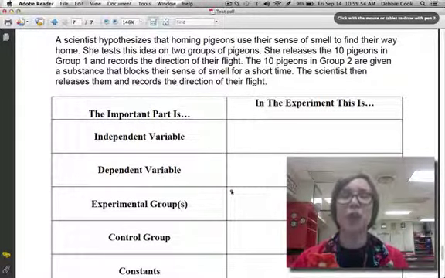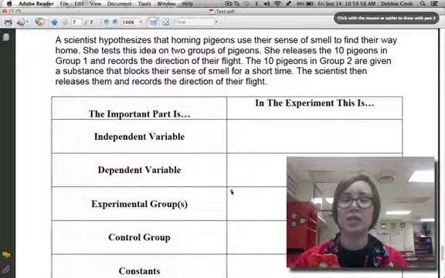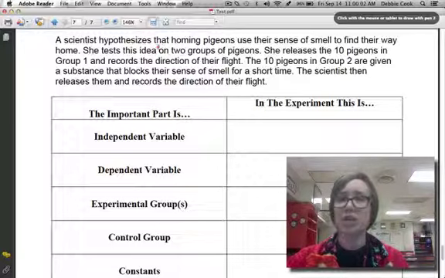Today we're going to show you how to analyze the different parts of an experiment by using the same tools that we used in class. So let's go ahead and get started. Whenever we read, we always want to read for understanding. So we're underlining, highlighting, and circling.